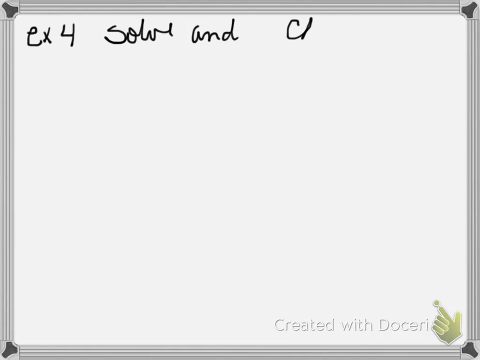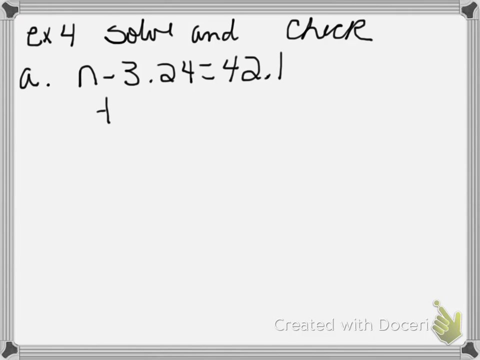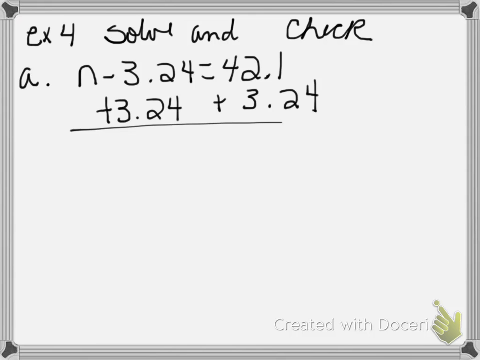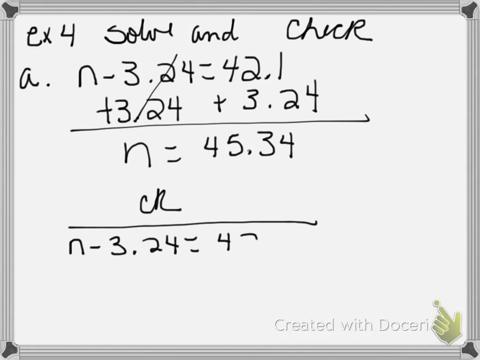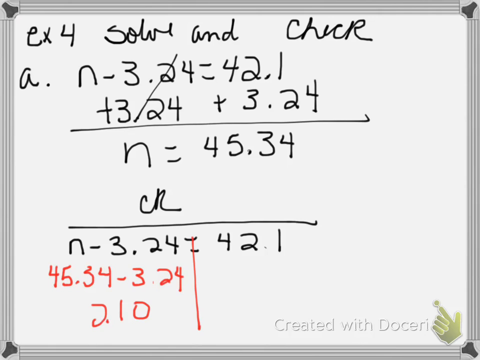Example 4, we're going to solve and check. Our goal is to get n by itself, so we have to do the opposite. So we're going to add 3.24 to both sides. Remember to line up your decimals when you're adding decimals. To check, you write the original problem, and then I call this the T-bar check, where you make a T sign, and you just plug in what n is, and if the left side equals the right side, then you know it checks.